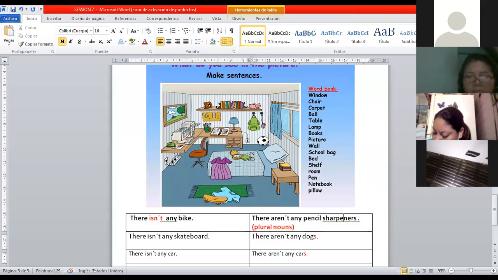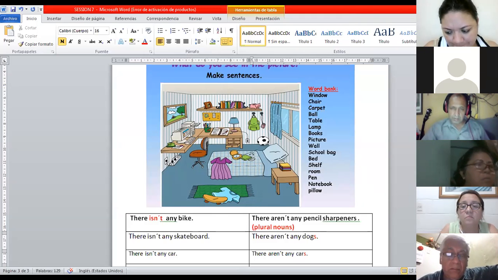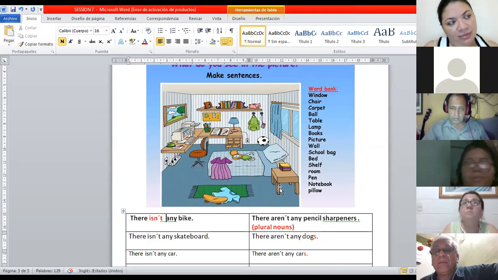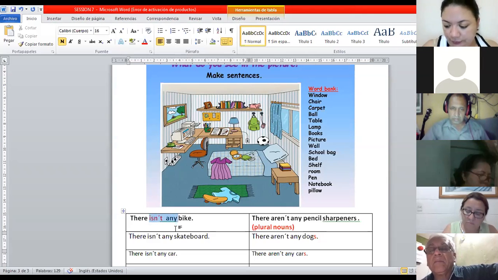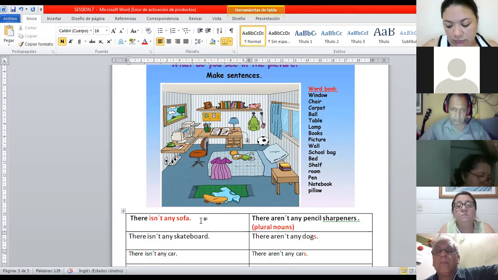How do you say ventilador? Oh, that would be a fan, F-A-N, a fan. There isn't any sofa. But remember, any is para negativo. There is. All right. Como si digo any. There isn't. There isn't any es porque no hay. All right. So if you remember, the previous sentence was there is. Only there is. There is a sofa. Hay un sofa. If I say there isn't any sofa, yo digo no hay. All right. There is. And there isn't any.